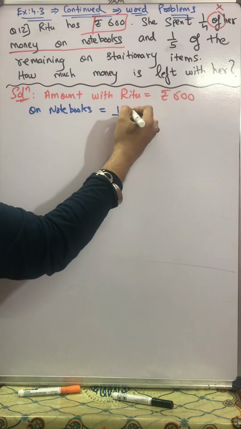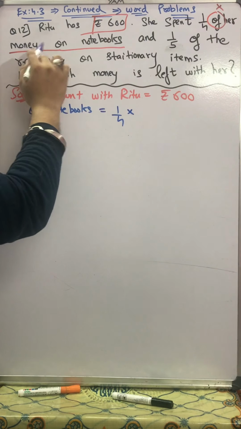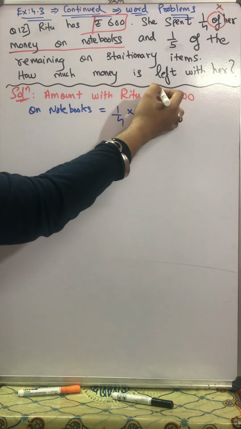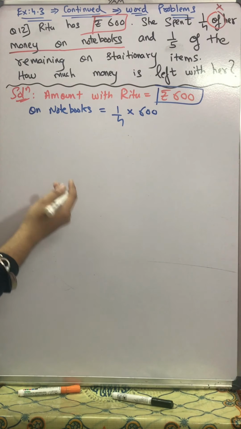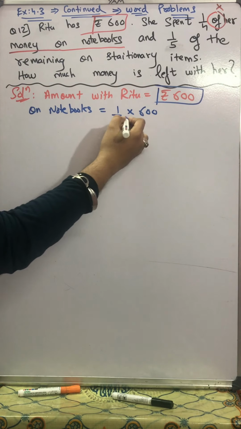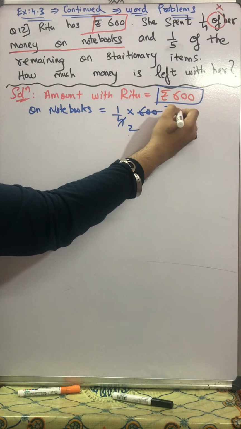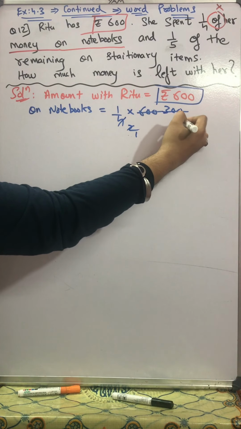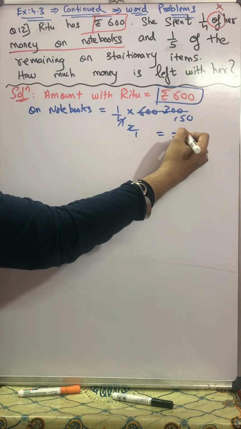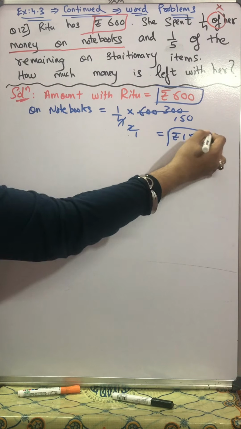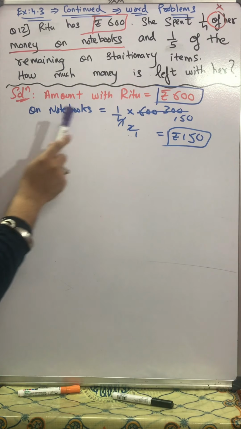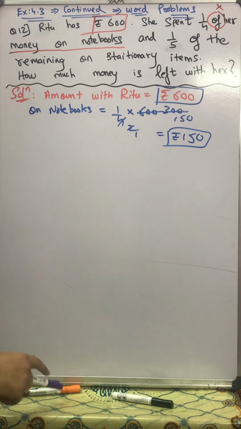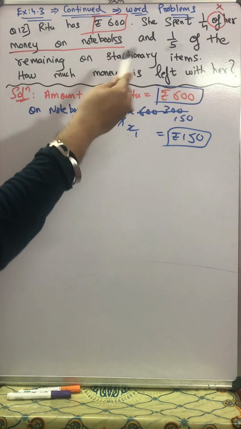1/4 of means multiply. Her money is given as rupees 600. Let's cancel out with 2 first. 2 2s are 4, 2 300s are 600, 2 1s are 2, 150. So it is equal to rupees 150. That means out of rupees 600, she spent rupees 150 on purchasing notebooks. Great. Let's read further.